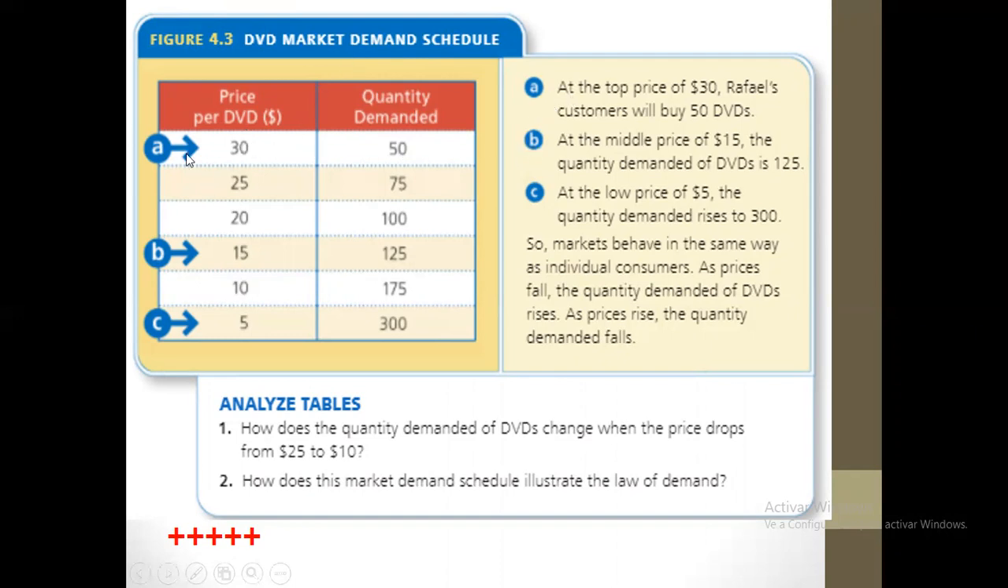Now, in letter A, at the top price, consumers will buy 50 DVDs at this price. Letter B, at the middle price of 15 bucks, the quantity demanded of DVDs is 125. And at letter C, at the lower price of 5 bucks, the quantity demanded rises to 300. So markets behave in the same way as individual consumers. This is the market behavior, not the individual.